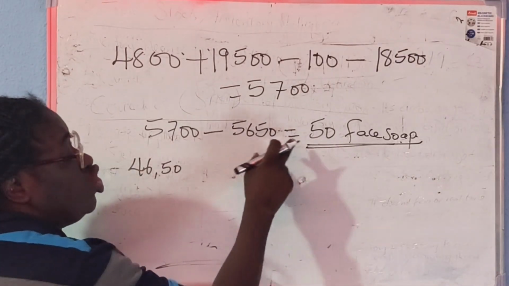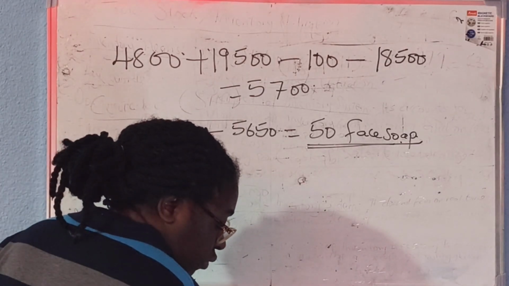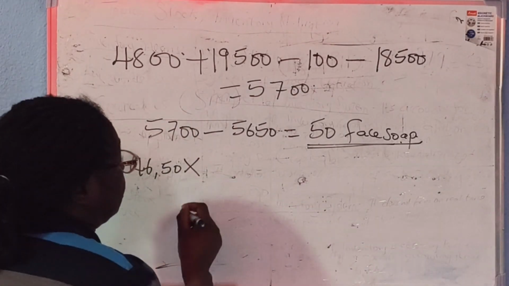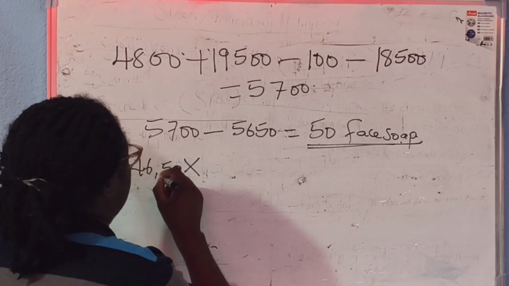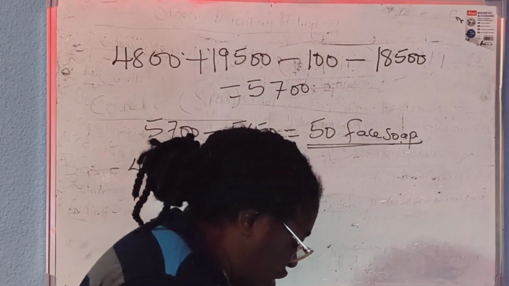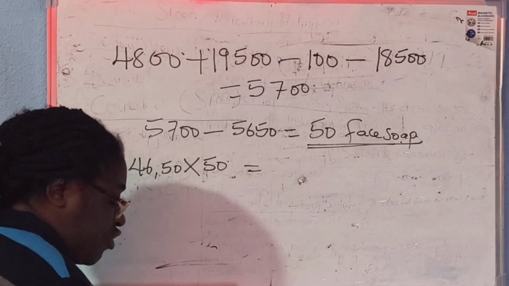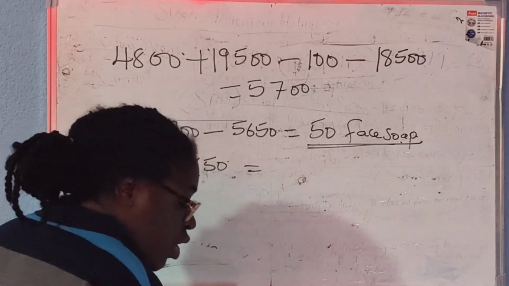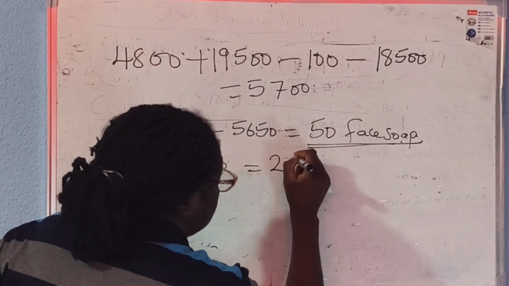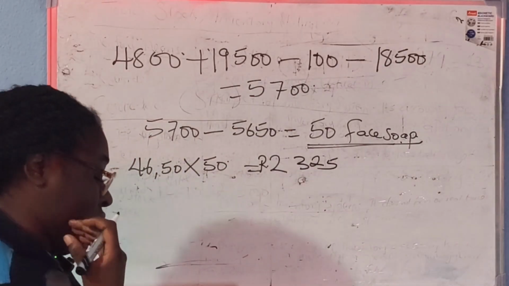So how much have we lost on these 50 face soap? We have lost 50 times R46.50. How much have we lost on this face soap? We have only lost R2,325.